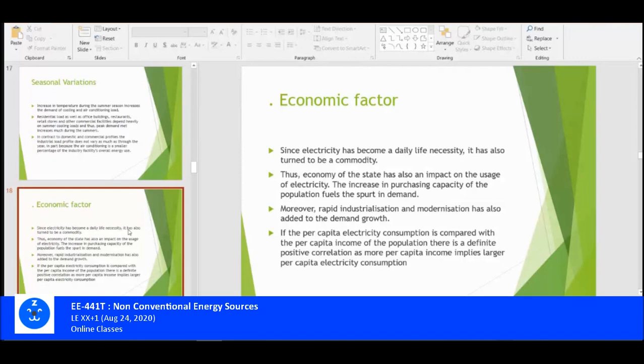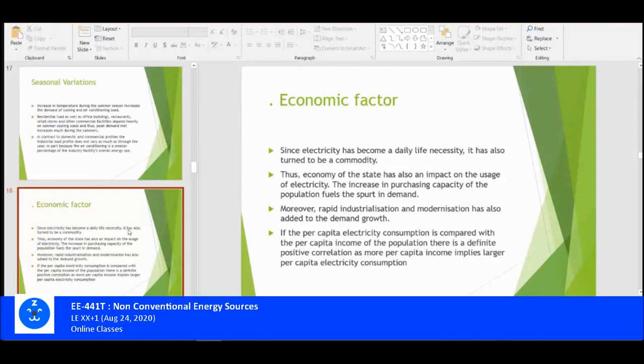If the per capita electricity consumption is compared with the per capita income of the population, there is a definite positive correlation, as more per capita income implies larger per capita electricity consumption. Now, this is not difficult to understand, because when the economic condition of a household, of a particular section of the society or a particular region or a state improves, then they have enough resources or enough money to spend on some luxury items, something related to their lifestyle activities.